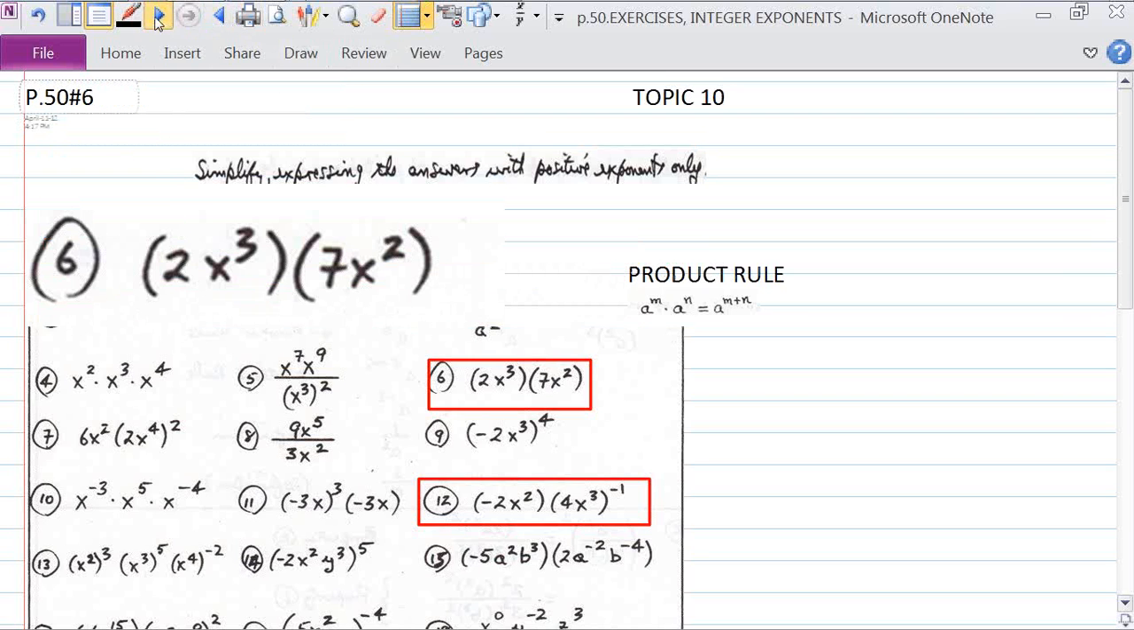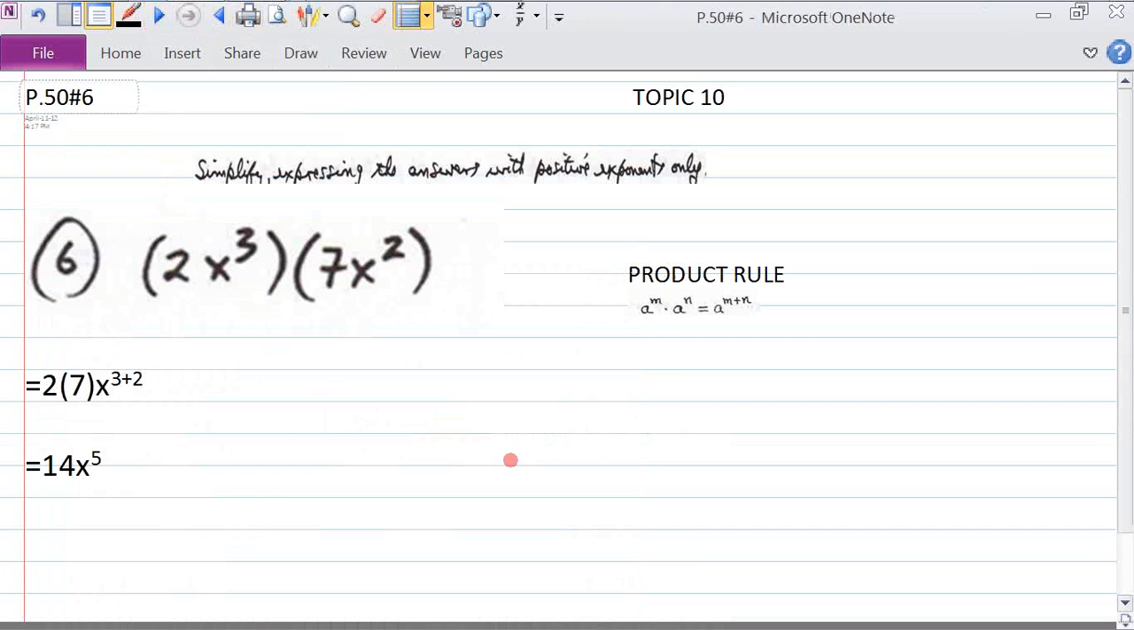So let's move ahead to number 6. And remember that in all these problems we have to simplify, expressing the answers with positive exponents only. Number 6 is a relatively simple problem. We've got to multiply 2x cubed by 7x squared. The first thing we do is take the numbers first. We always do the numbers first. We're going to multiply 2 times 7.